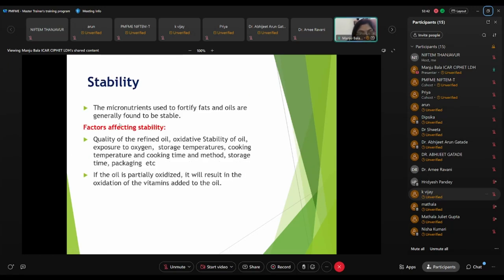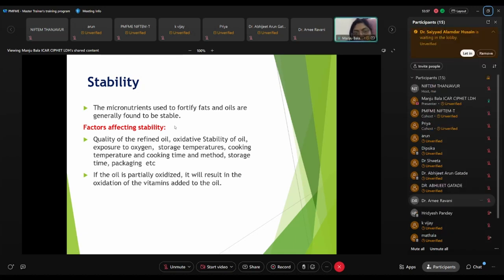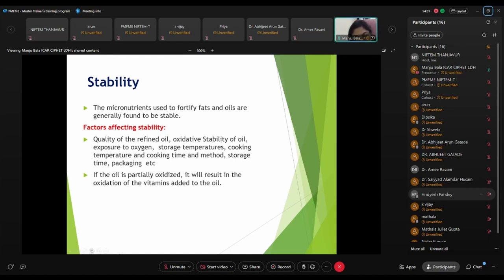So, stability of the micronutrient used to fortify. Now, what we have added in the oil, whether it is stable or not, that is also an issue which needs to be checked and addressed. Now, we know that this is a simple technology. Everyone is adding, but whether it is stable or how we can keep it stable.